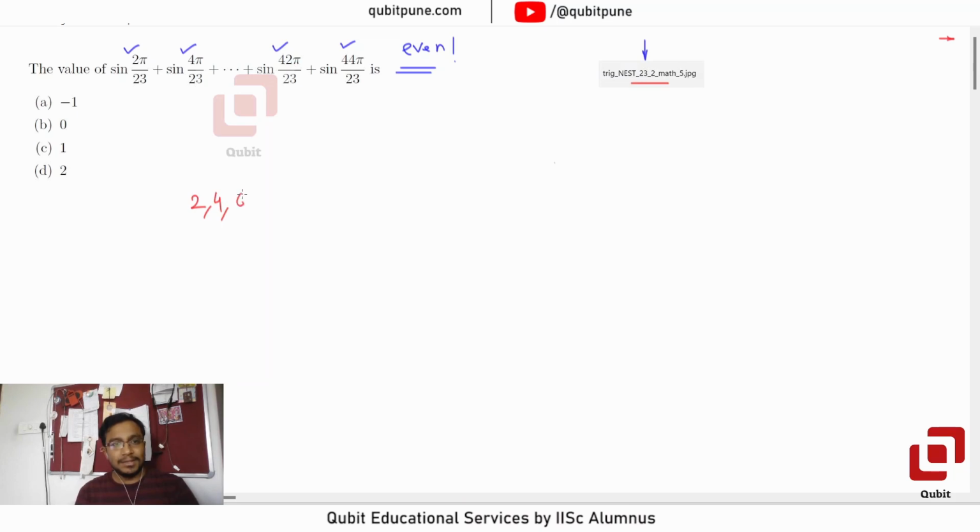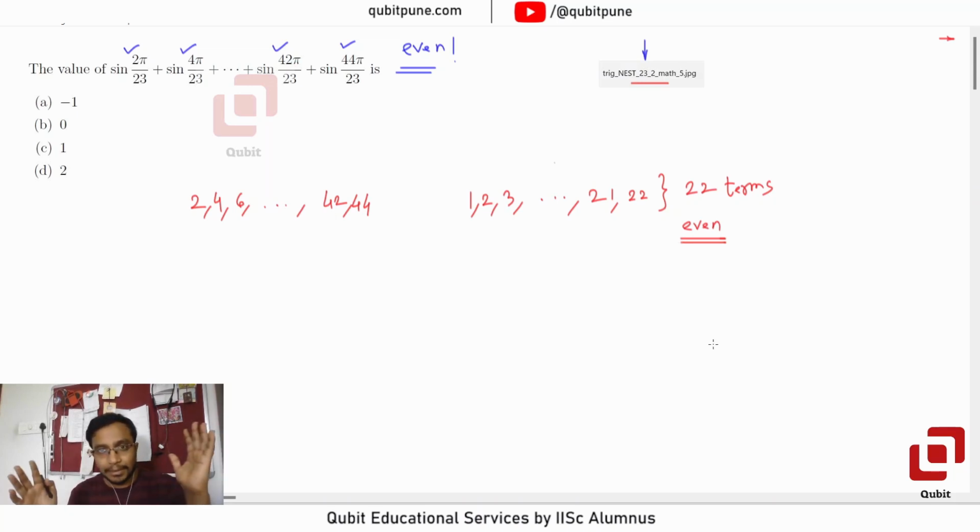2, 4, 6, then 42 and 44. So if we divide each one of them by 2, then we will get 1, 2, 3, then 21, then finally 22. So that basically tells us that there are 22 terms. That is, there is an even number of terms. So it's possible to bring two numbers together to form a pair and no number will be left.